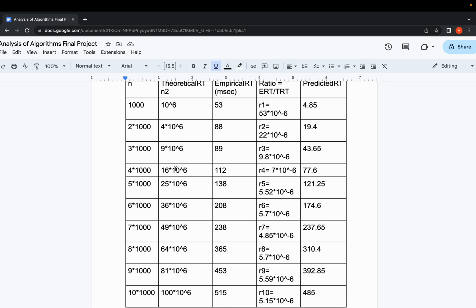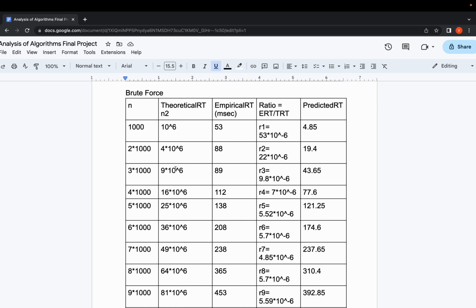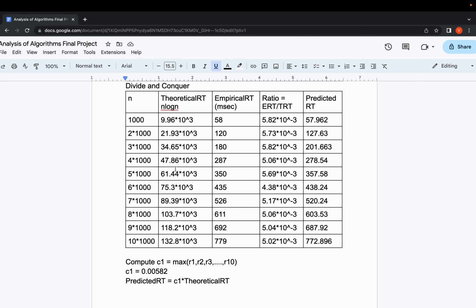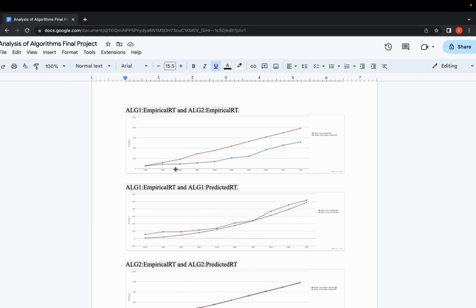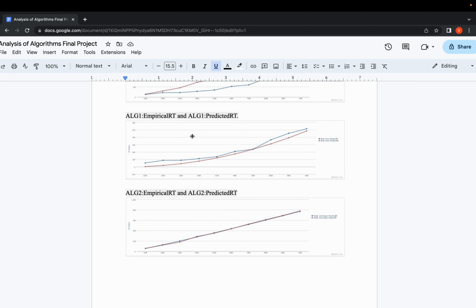We can find out the runtime; it is n log n. And here are some tables where we performed the empirical runtime, and we have the predicted runtime for both the algorithms. These are the graphs made from the above tables. The first graph is the empirical runtime of brute force and the empirical runtime of divide and conquer. Second one is the empirical runtime of brute force and the predicted runtime of brute force, and the third one is the empirical runtime and predicted runtime of divide and conquer.